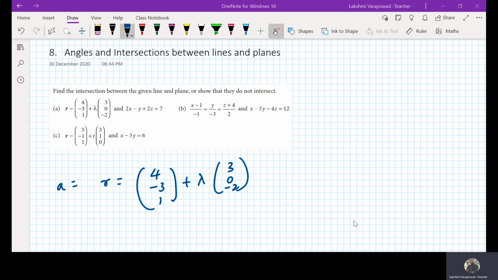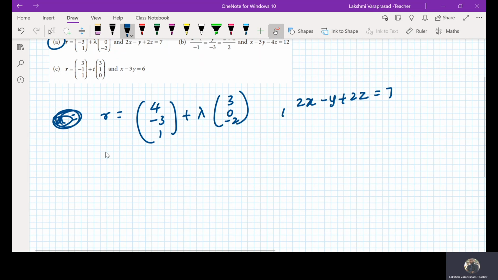We'll look into it. Now, let me consider this equation first. Equation A is r equal to the given point plus a direction, and another plane equation is this one. We have to show whether they intersect and, if so, what the intersection point is. If I'm unable to find the intersection point, that means they do not intersect. That's the concept.